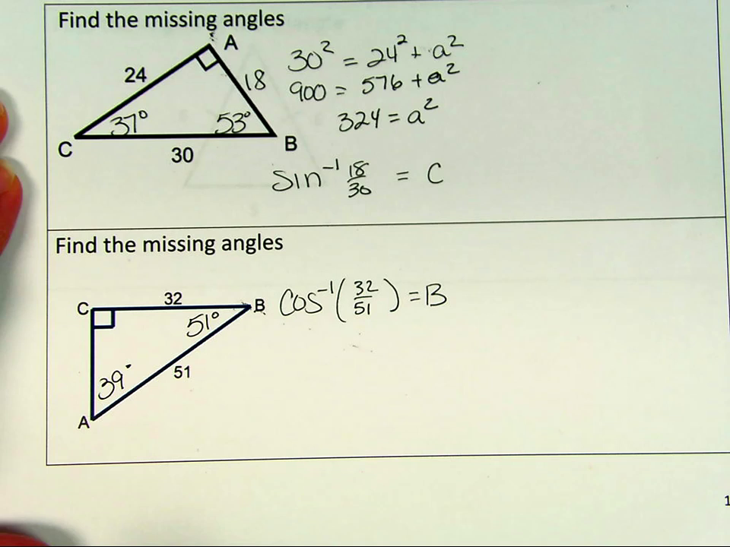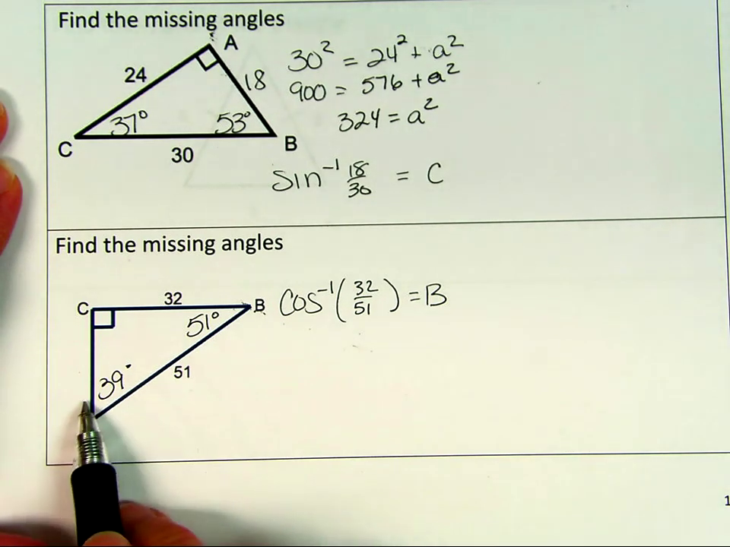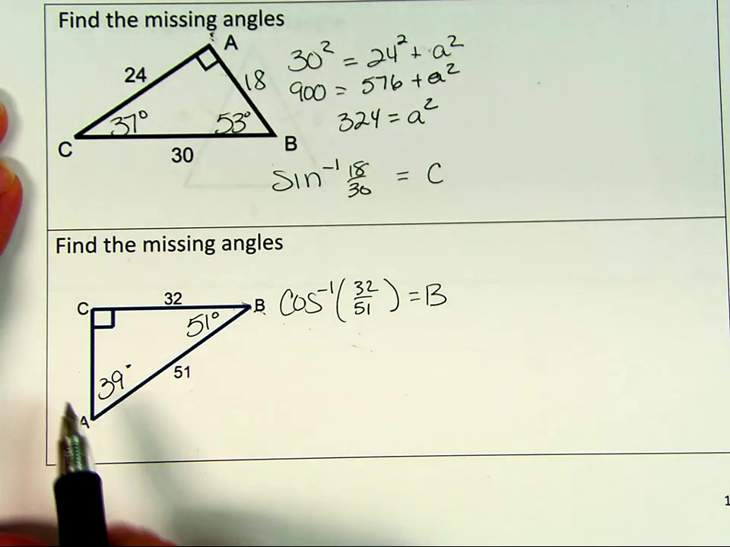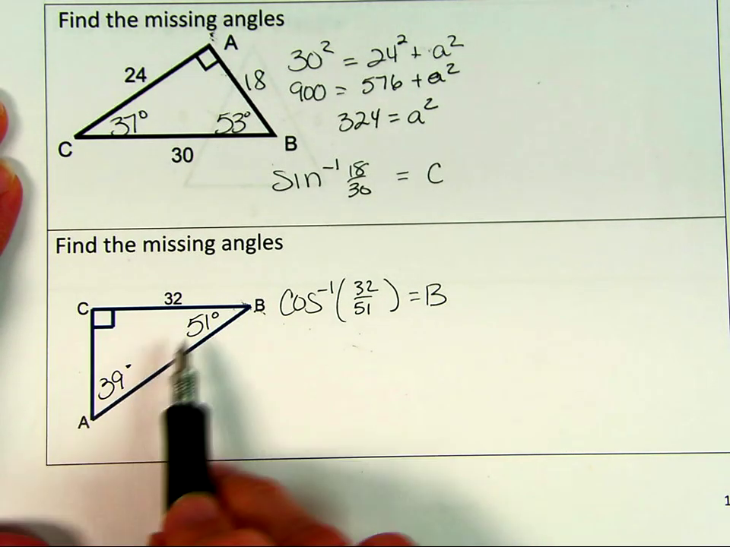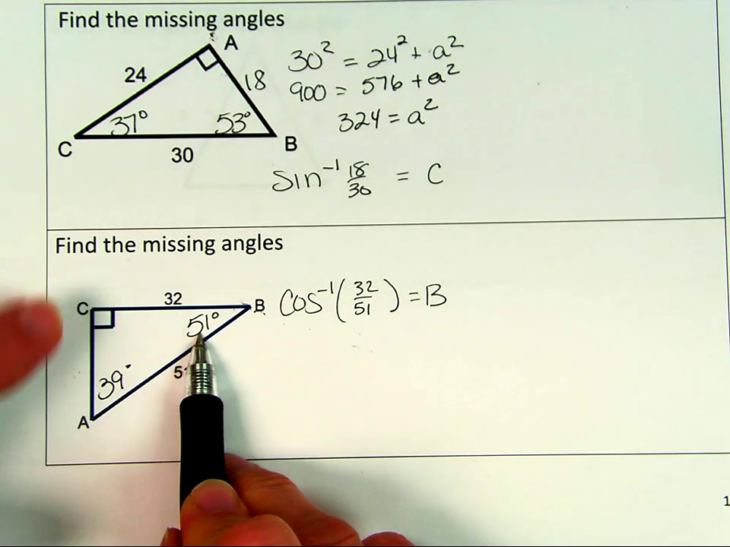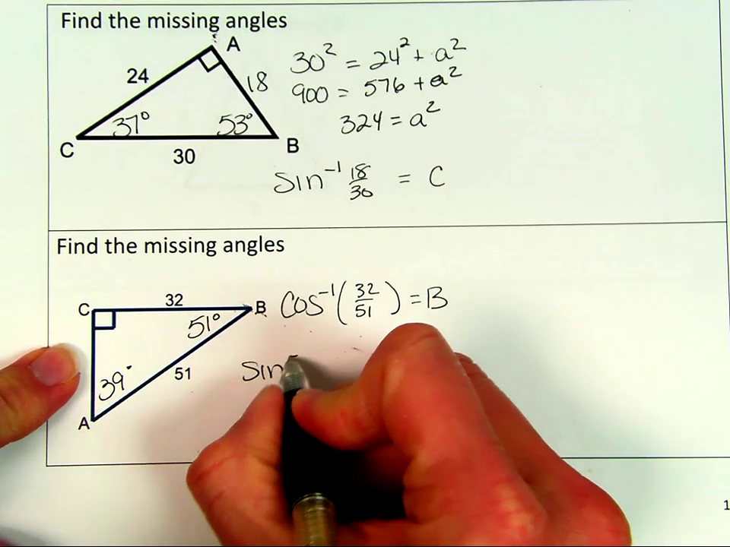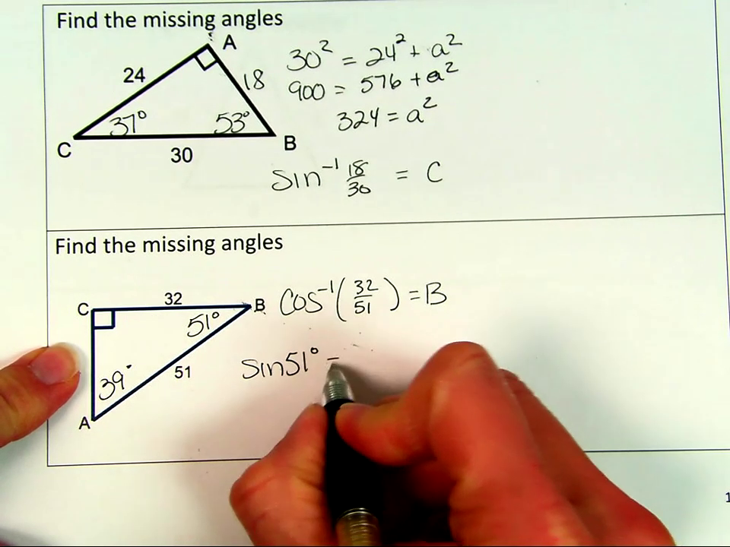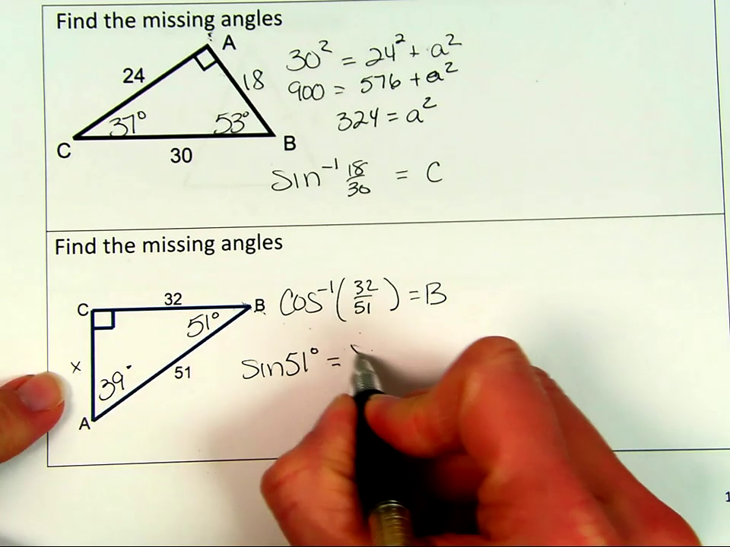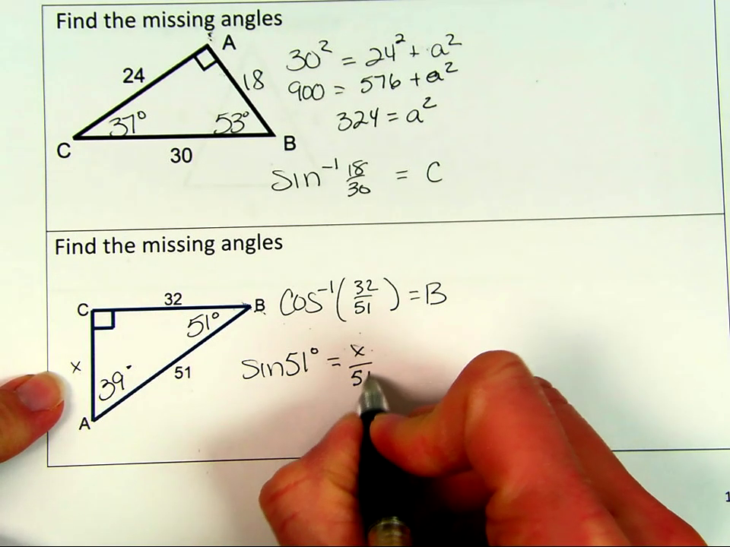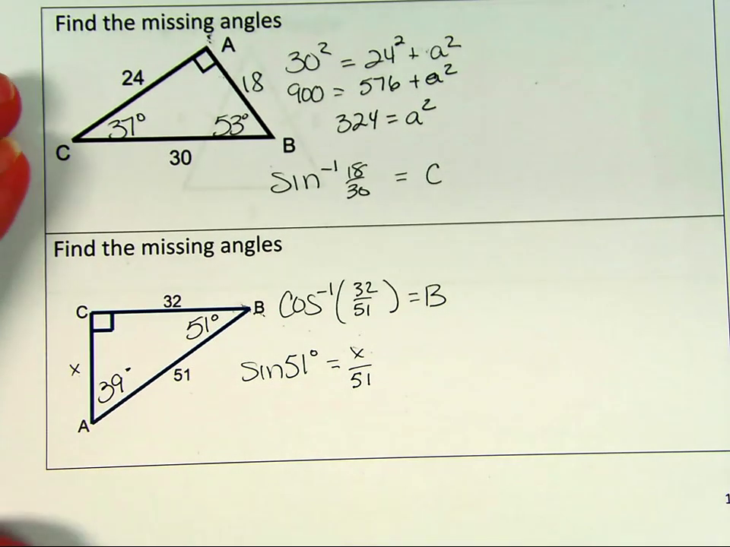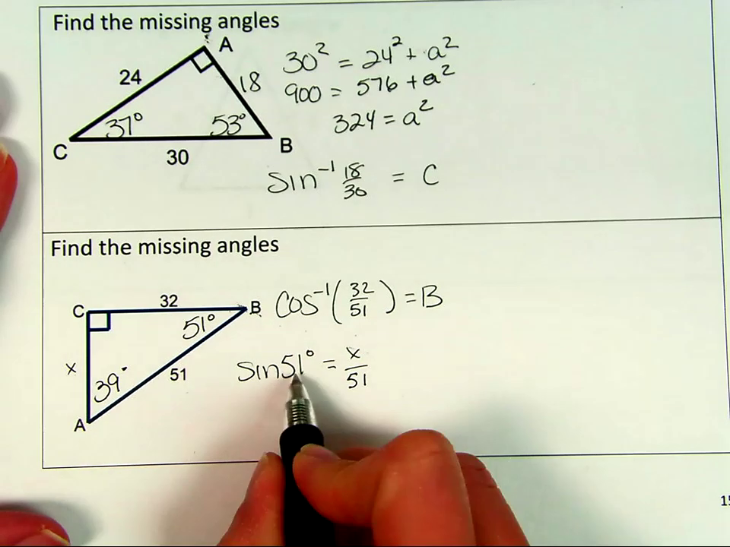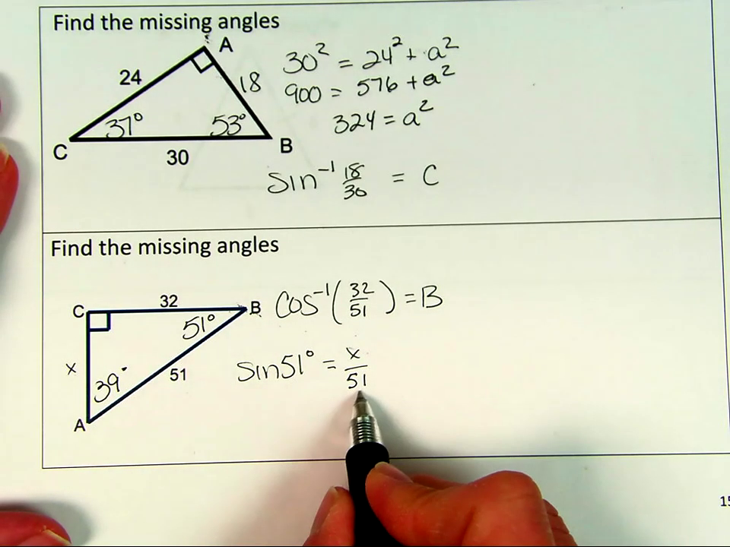Now I can use those angles with sine, cosine, or tangent to find this side. So let's use that one. I'm going to use sine. The sine of 51 degrees is equal to, we'll call this x over 51. Oh, that's weird. They're both 51, so that's a little confusing. I'll put a little degree there so you know that that's the angle and that's the side.